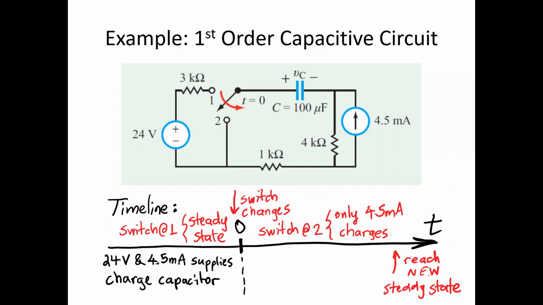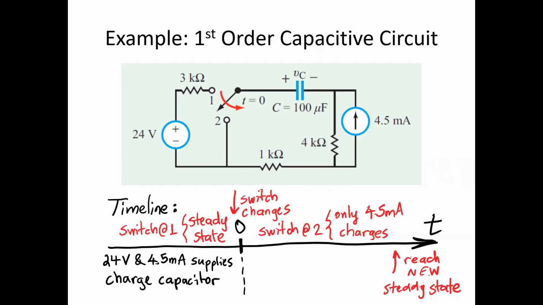It consists of a capacitor, which has a value of 100 microfarads, and it's connected to a resistive network through a switch. But the switch has a little bit of an interesting motion. For t negative, it's connected to position 1, meaning that it's connected to the 3 kilohm resistor and the 24 volt supply. But at t equals 0, the switch changes to position 2, and now the capacitor is only being supplied by the 4.5 milliamp source on the right-hand side of the circuit.